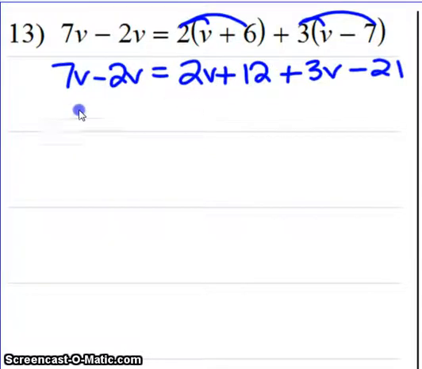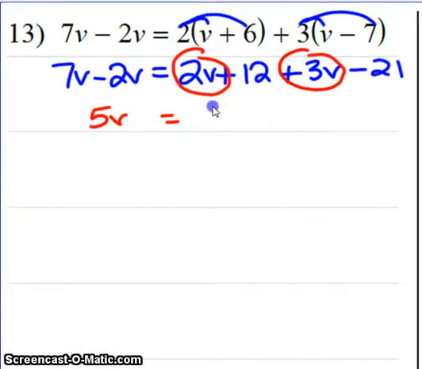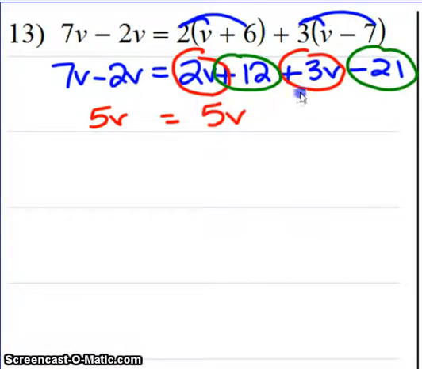Okay, so now we need to begin looking at the left and the right side and checking to see if there can be anything that we can combine. Well, 7v minus 2v, those are like terms. They both have v's. I can simplify that to 5v. On the right side, we have 4 terms, so let's see if we can simplify anything here. Well, 2v plus 3v is 5v. I also have positive 12 minus 21. So 12 minus 21 is negative 9. So we write that in the equation as minus 9.